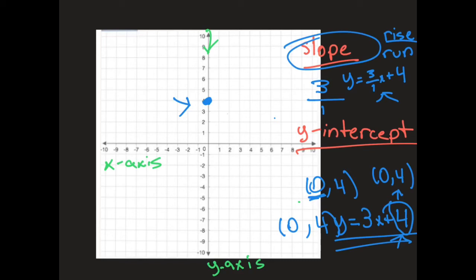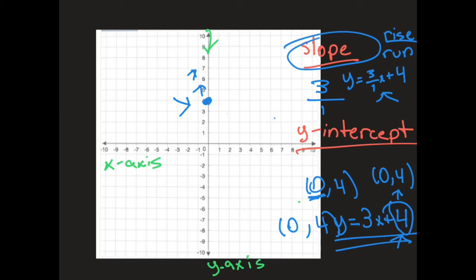The rise over run is how much the point rises. So let's say the point rises 2 and then goes over 2 to graph the next point, and so on. It goes on and on, making a line. That would be the rise over the run. So the run is how much it goes horizontally, and the rise is how much it goes vertically.